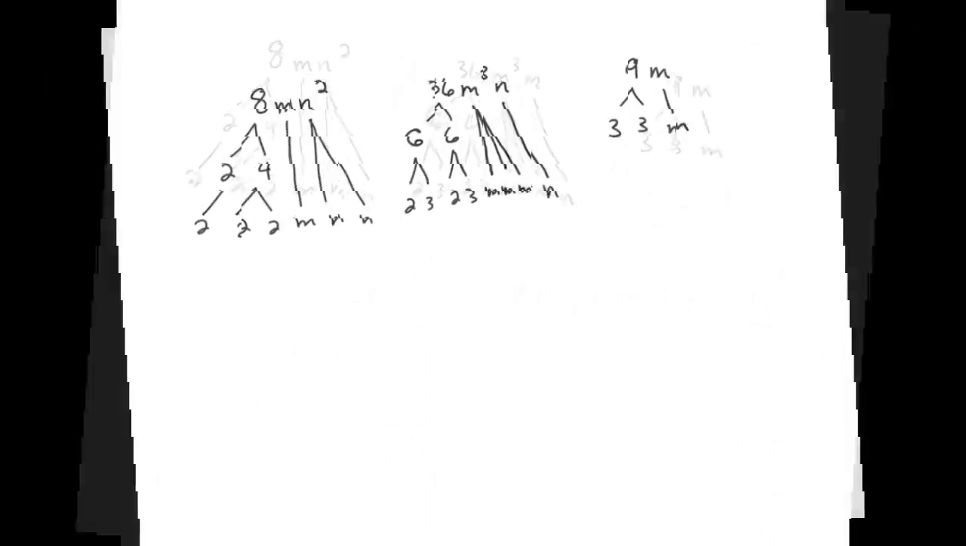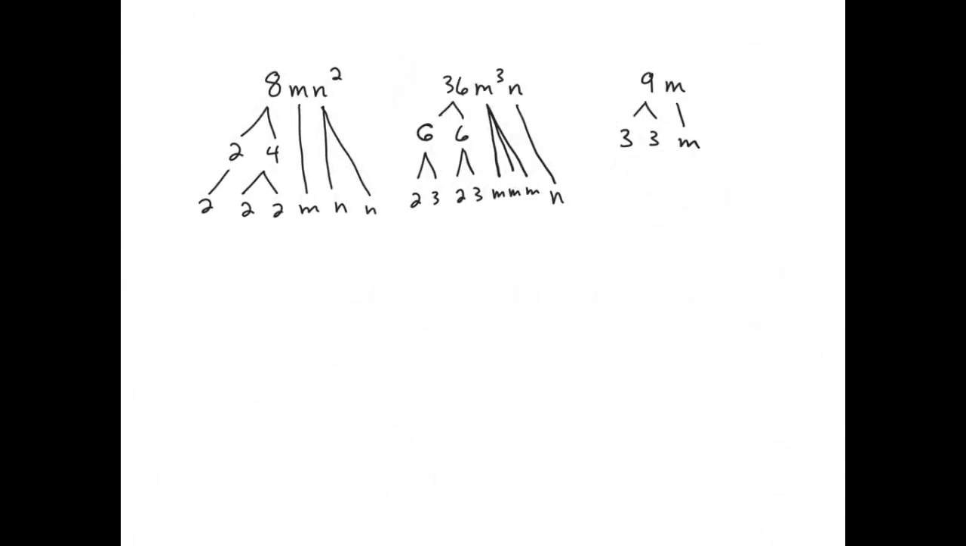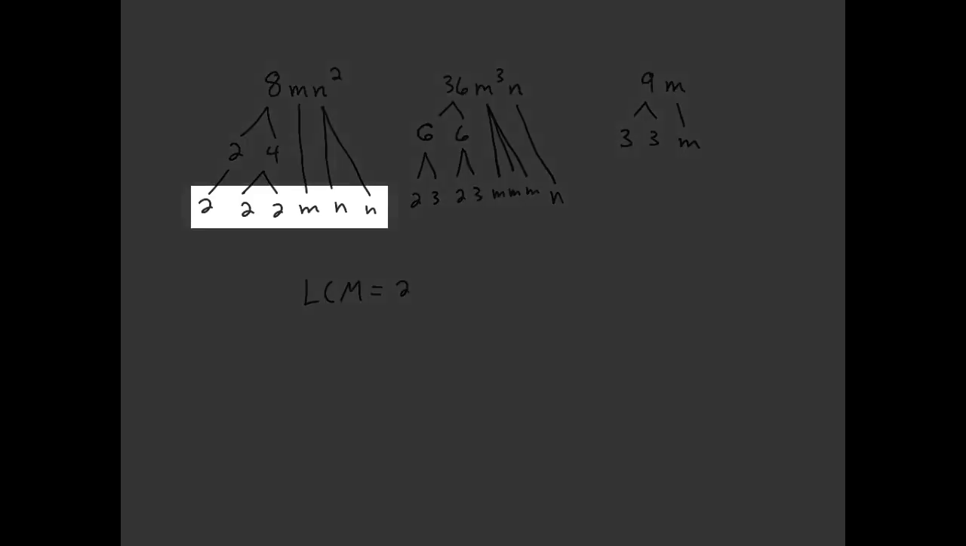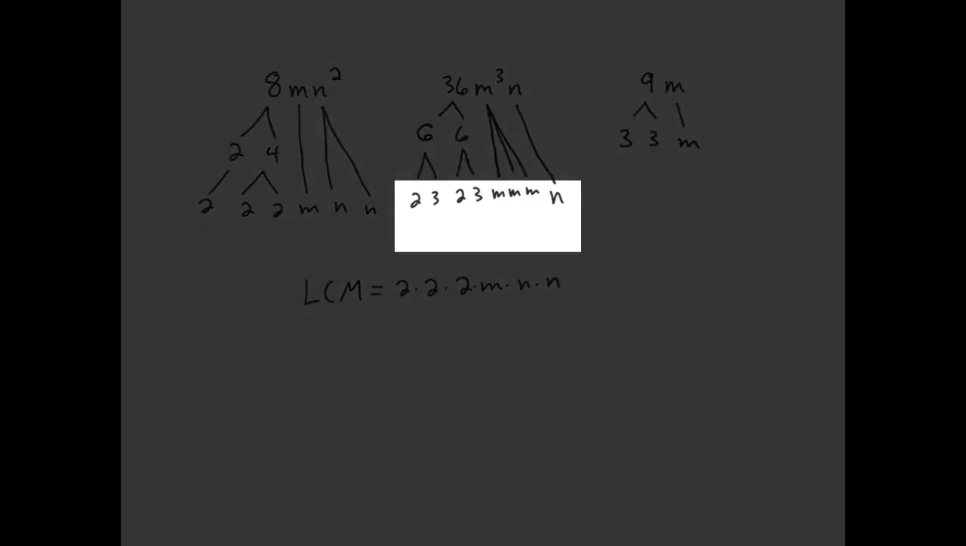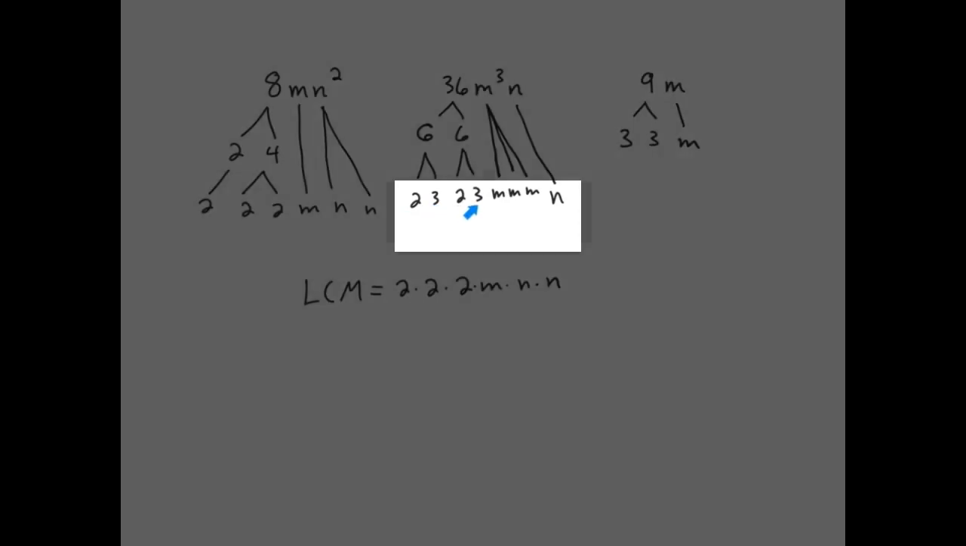Okay, let's look at one more example. This one has a combination of numerical factors and variables. So I've got the prime factorization of all 3 listed, and now I'm going to find my LCM. The first thing I do is write down everything I see from that first number. 2, 2, 2, m, n, n.